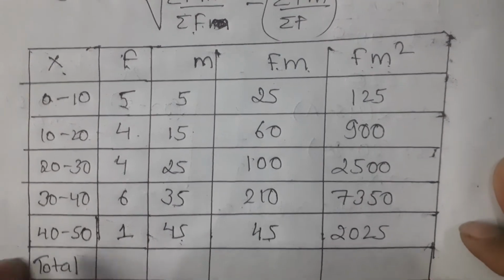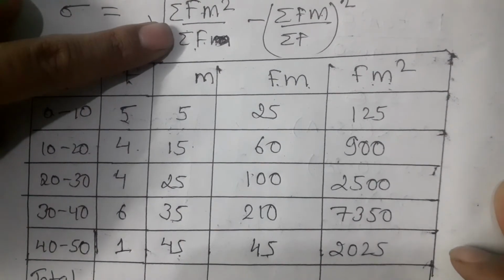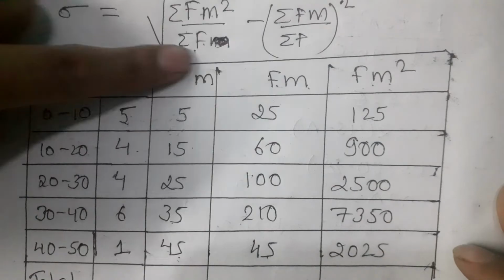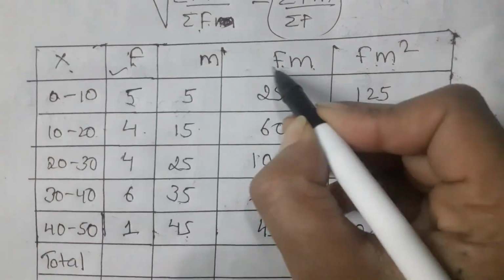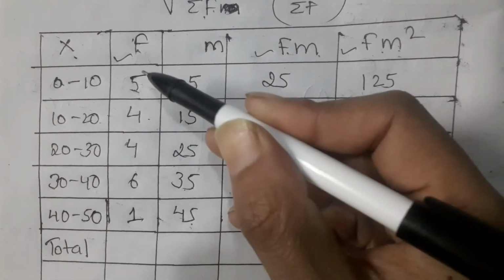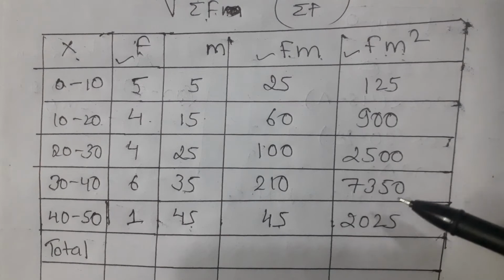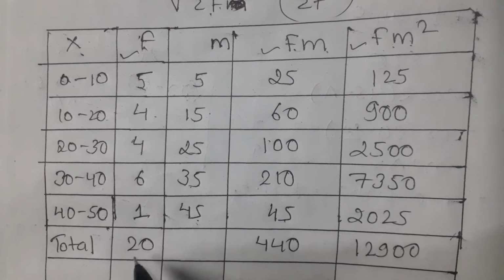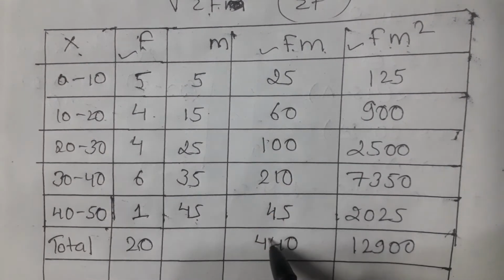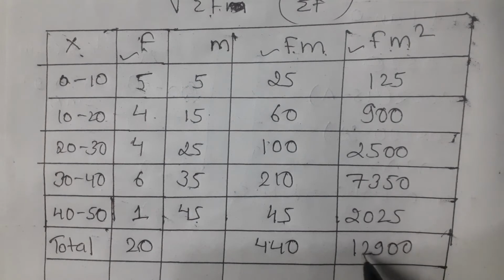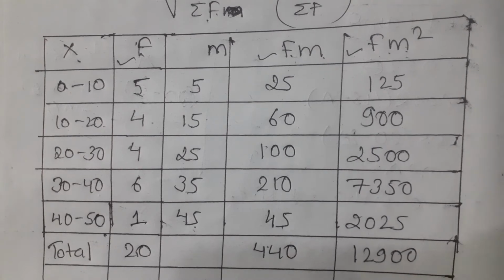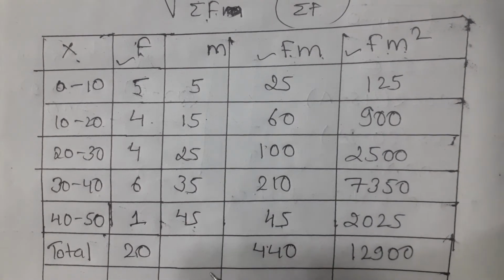Now, according to the formula, what are the summations required? We need the sum of summation fm square, summation fm, and summation f. So we have to add these, and here we have all the values available. Just add them and you will get the answer. In this way, summation f becomes 20, summation fm becomes 440, summation fm square becomes 12900. After getting these sums, you can see the summation of m has not been done because it is not required right now.